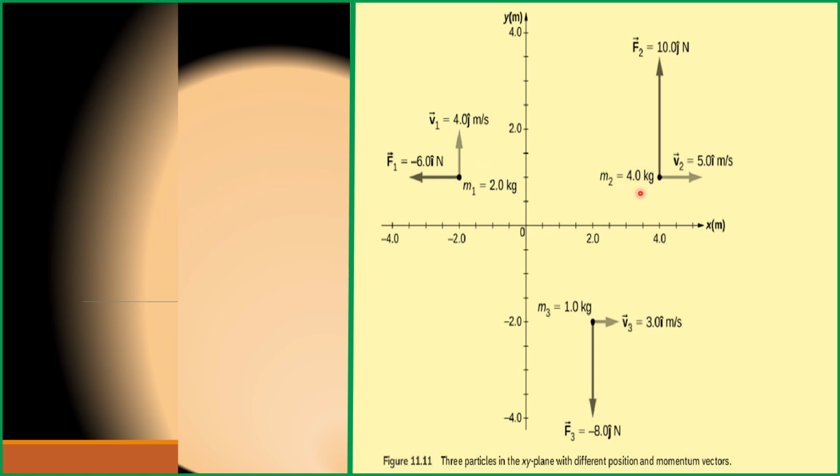While particle 2 has its position vector r sub 2 equal to 4.0i plus j, and an instantaneous velocity v sub 2 equal to 5.0i meters per second, and particle 3 has its position vector r sub 3 equal to 2.0i minus 2j, and an instantaneous velocity equal to 3.0i meters per second.